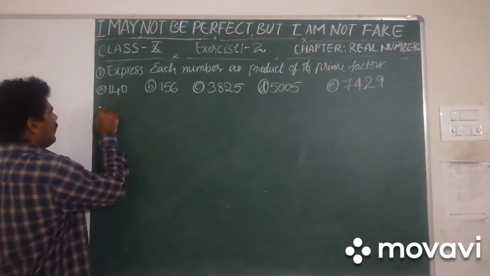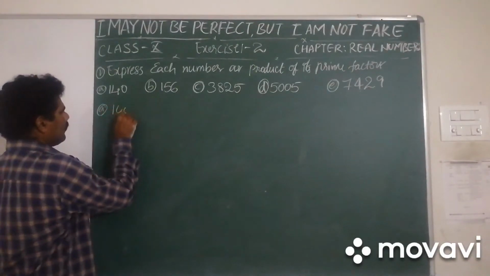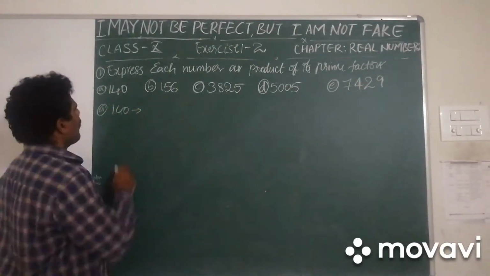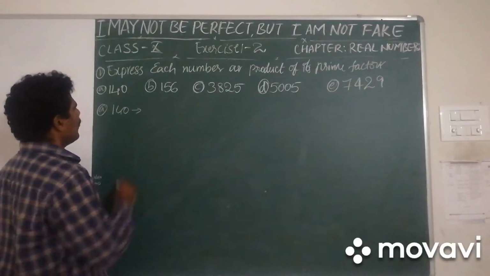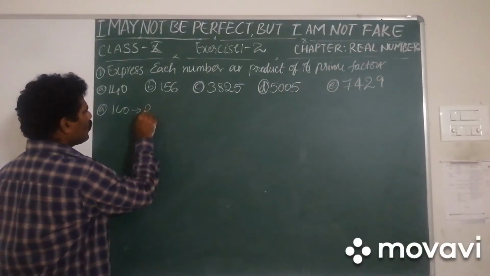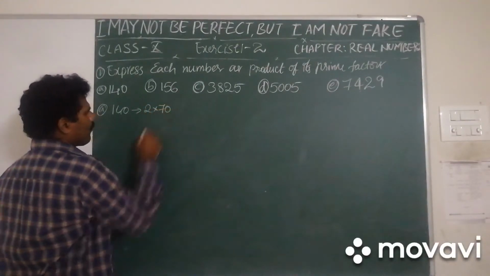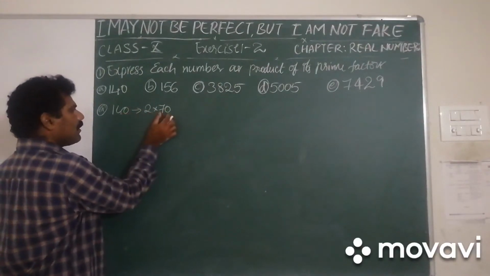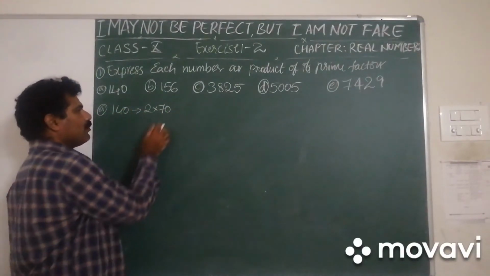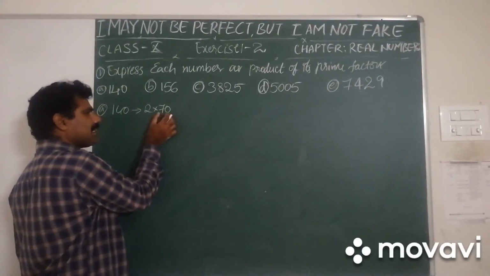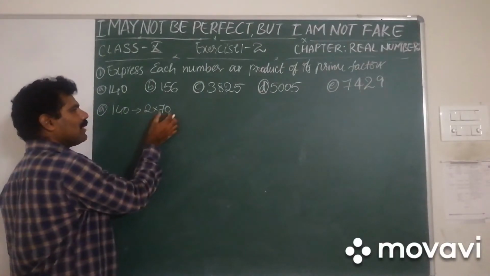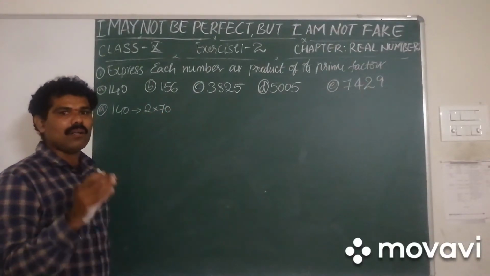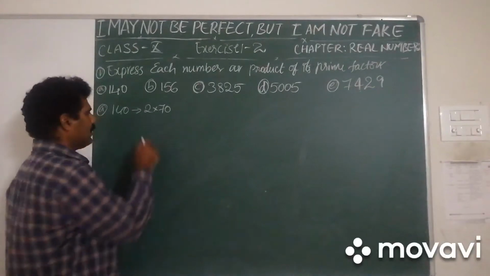So first, what they asked you is 140. How can we write this? 140 can be written as 2 into 70, where 2 is the prime factor and 70 is the composite factor. So we should not see any composite numbers here. This has to be written again in terms of a product of prime factors. How to write them?